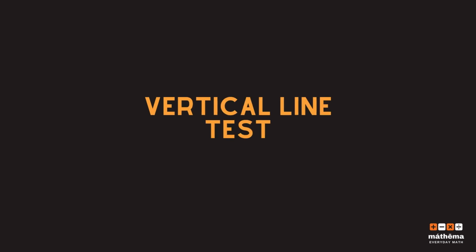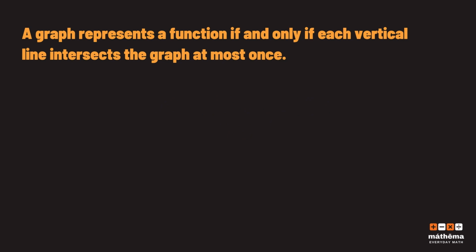Now, how do we identify a function if we are given a graph? Basically, we are going to make use of the vertical line test. The vertical line test states that a graph represents a function if and only if each vertical line intersects the graph at most once. So meaning to say, if we are given a graph and we draw vertical lines on the graph, if a vertical line passes through or intersects the graph more than once, that graph is not a function.